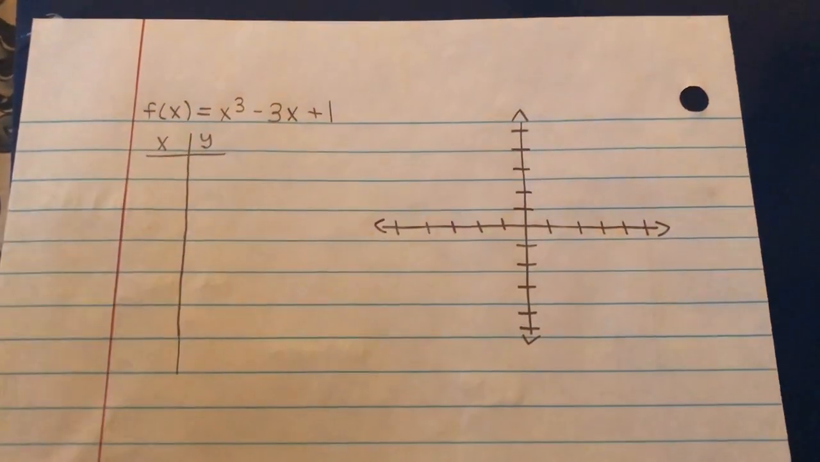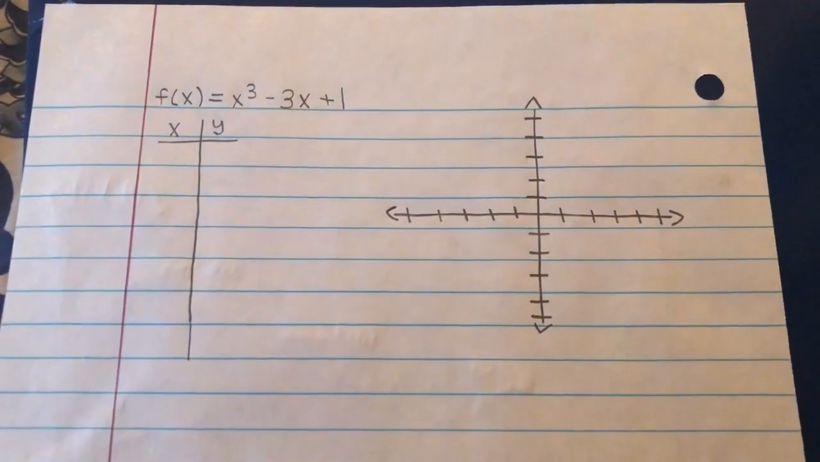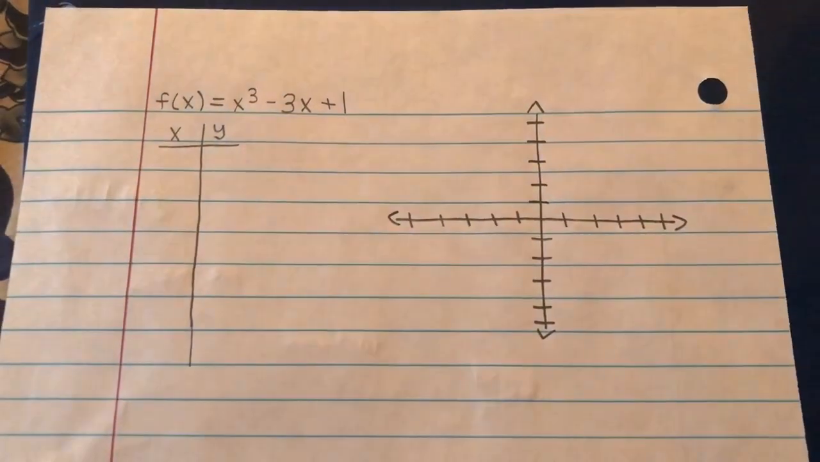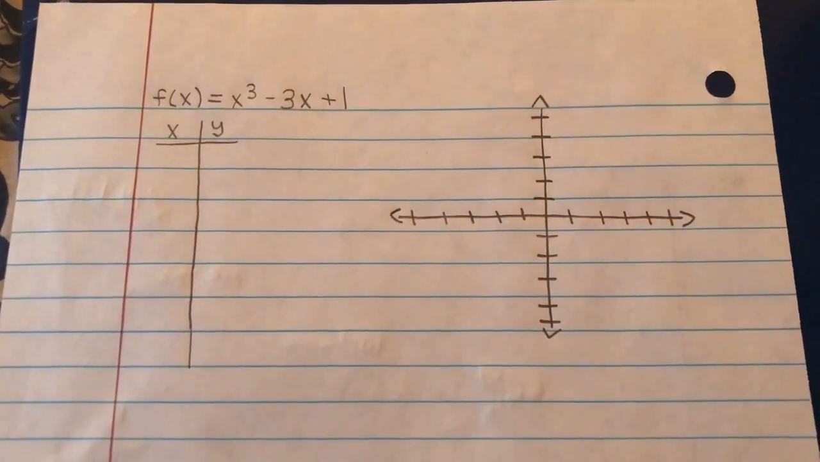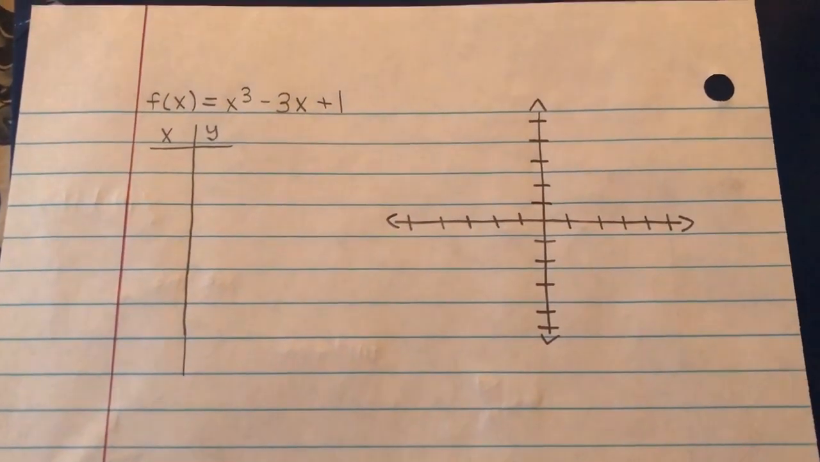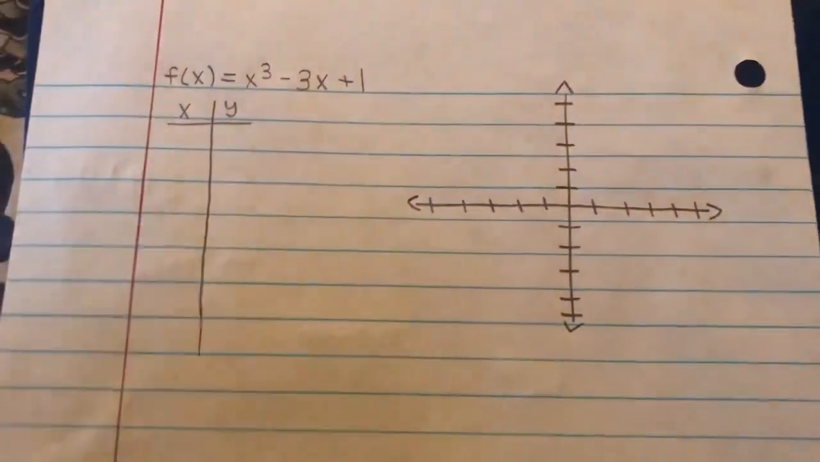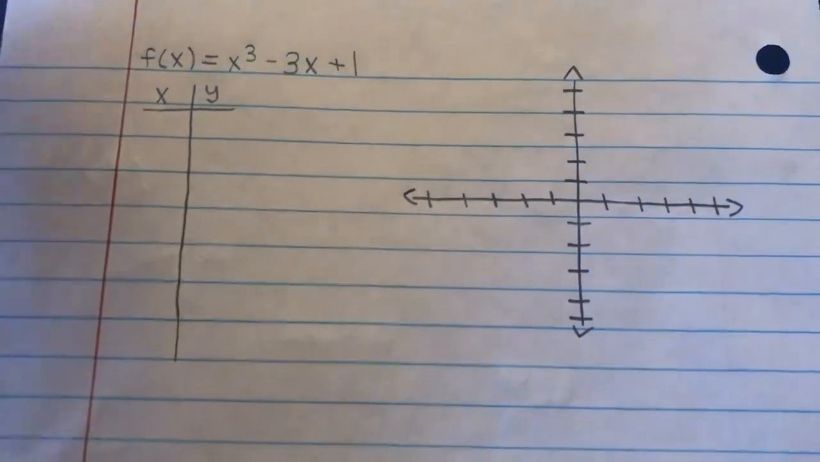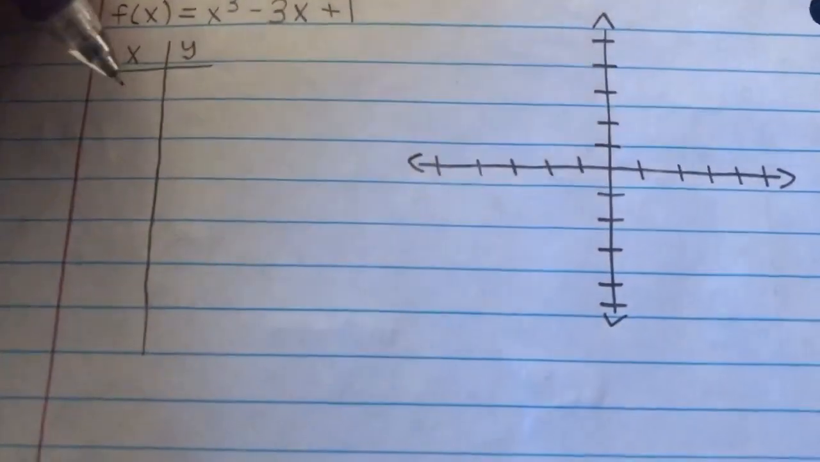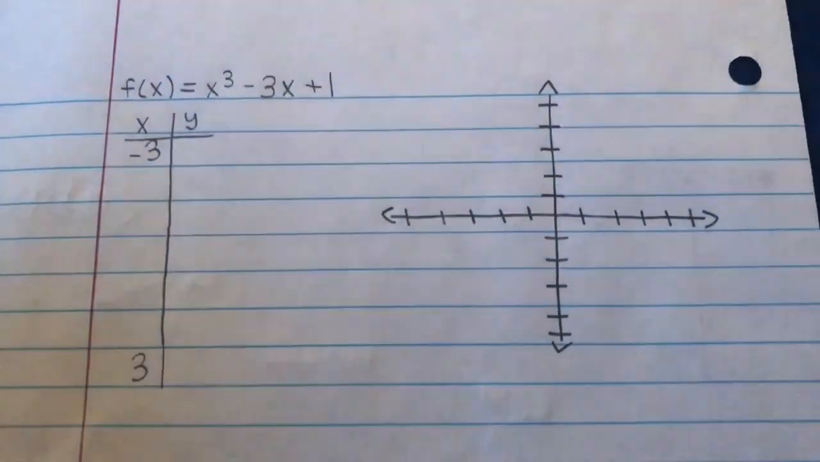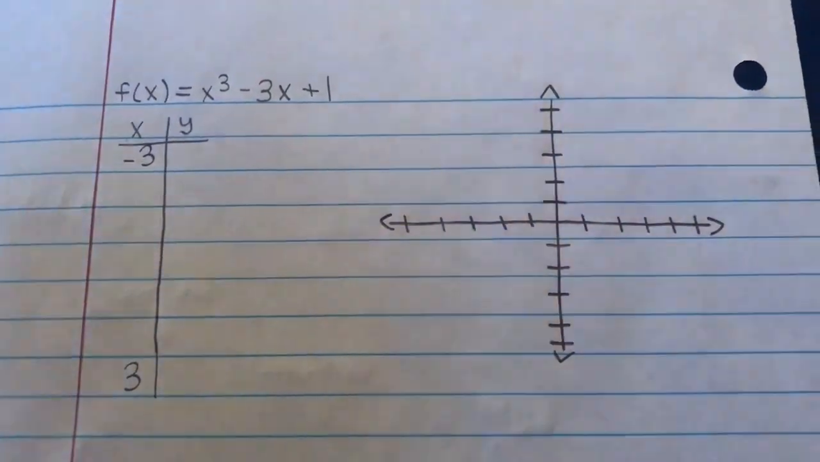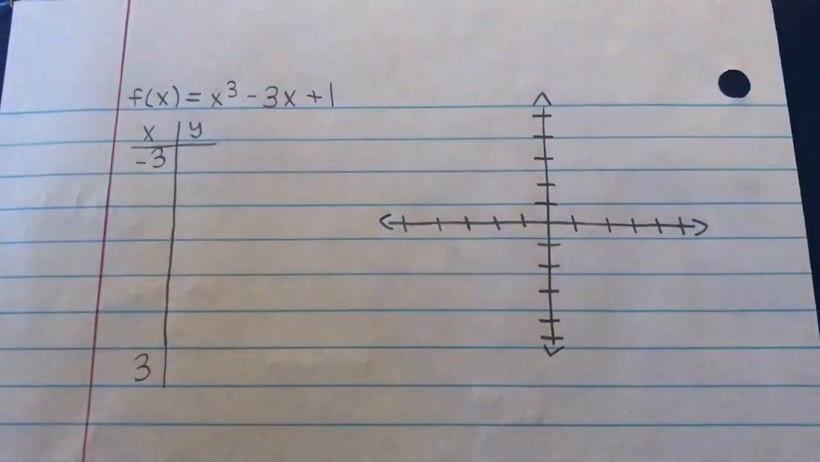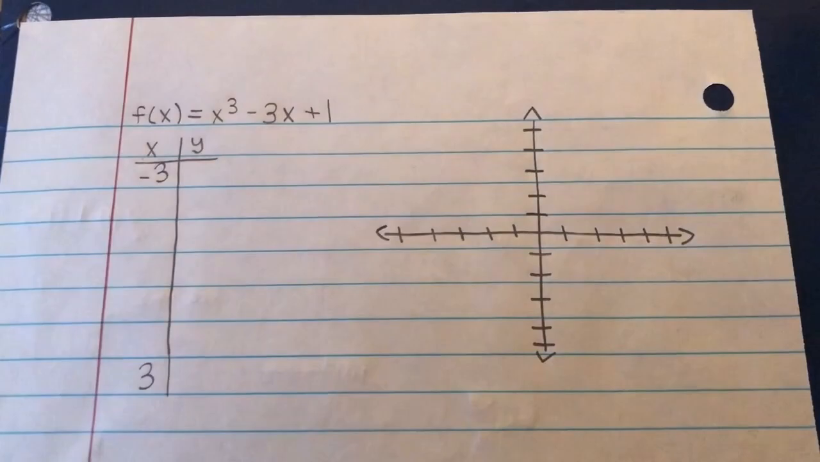Alright, so let's start off with an easy one. So for the first one we have f of x equals x cubed minus 3x plus 1. At first you might not be sure where to start, but I always think that it's helpful to go from negative 3 to positive 3. This won't always be the case, but in the beginning that is a good range of numbers to start with. But thankfully, we have our calculators to help us start.